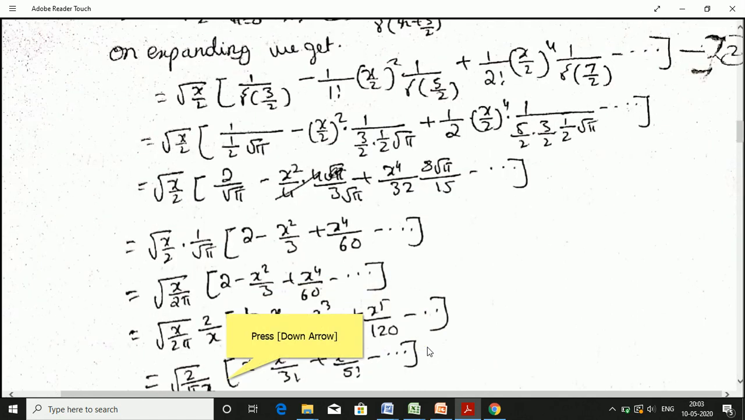Or x by 2 pi into 2 minus x square by 3 plus x to the power of 4 divided by 60 plus dot dot dot. Square root of x by 2 pi into 2 by x, I am taking outside. Here 2 is there in the numerator but x is not there in the denominator, so divide and multiply by x. So x remains in the numerator minus. Here one more x in the numerator and 2 in the denominator, 2 3 is a 6. x cube by 6 plus x to the power of 5 by 120 plus dot dot.